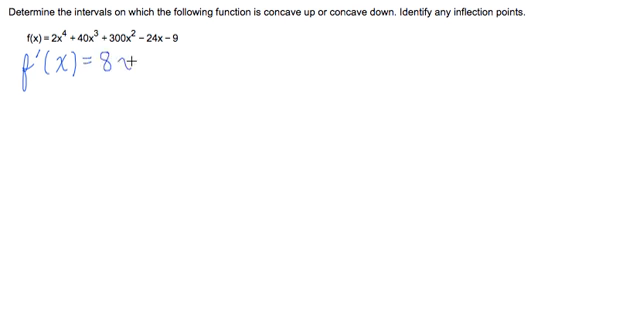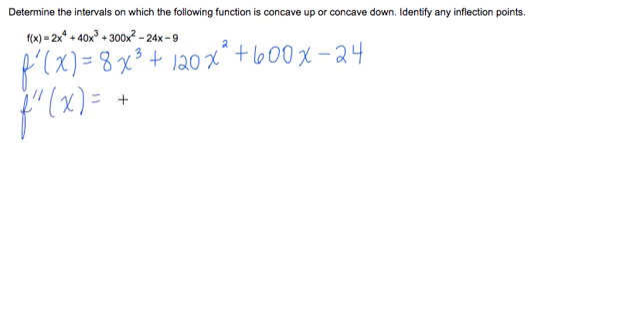So the first derivative would be 8x cubed plus 120x squared plus 600x minus 24. Okay, so we need to differentiate that to get 24x squared plus 240x plus 600. Okay, that exists everywhere, so we're going to set it equal to 0 and solve.